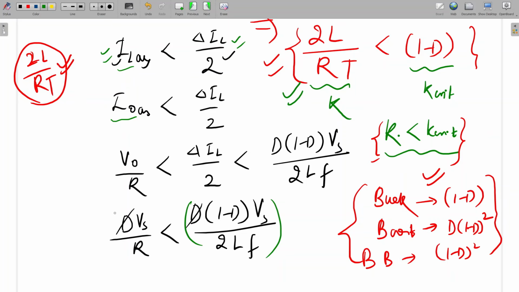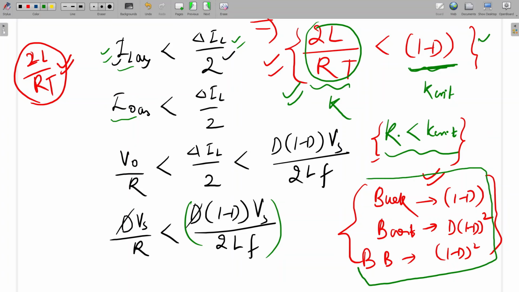So from here I have derived this equation. When this value is less than 1 minus D, we can say that the converter is working in the discontinuous conduction mode. So what is 1 minus D? 1 minus D is K critical for buck converter. Here I have summarized the K critical value for all different converters. For buck converter it will be 1 minus D. Boost converter it will be D into (1 minus D) square, and buck boost it will be (1 minus D) square. And K value will be the same for all.